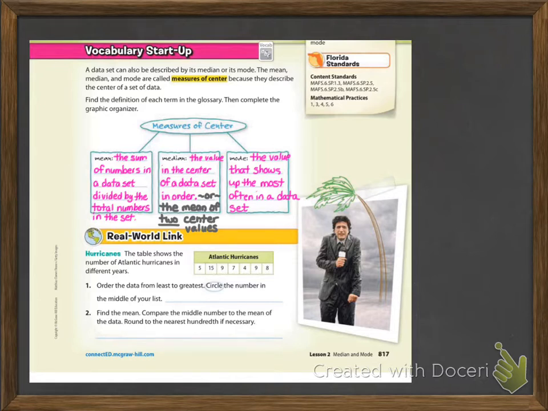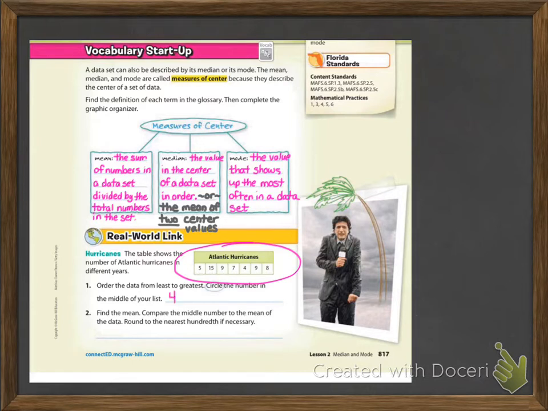Let's go ahead and look at the real world link. The table shows the number of Atlantic hurricanes in different years. In our table, it gives us the numbers 5, 15, 9, 7, 4, 9, and 8. For number 1, I want you to put the numbers in order from least to greatest. Then you're going to circle the number that's in the middle of your list. Go ahead and take a minute to put the numbers in that table in order from least to greatest.